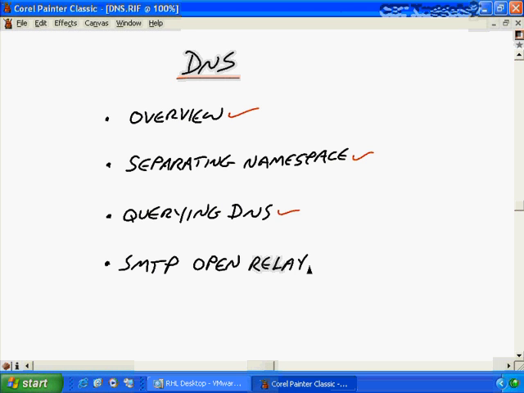We also will take a look at SMTP, which is Simple Mail Transport Protocol Open Relay, and this will be launched out of information we get out of querying a DNS server. We'll find a mail server that we can potentially exploit.